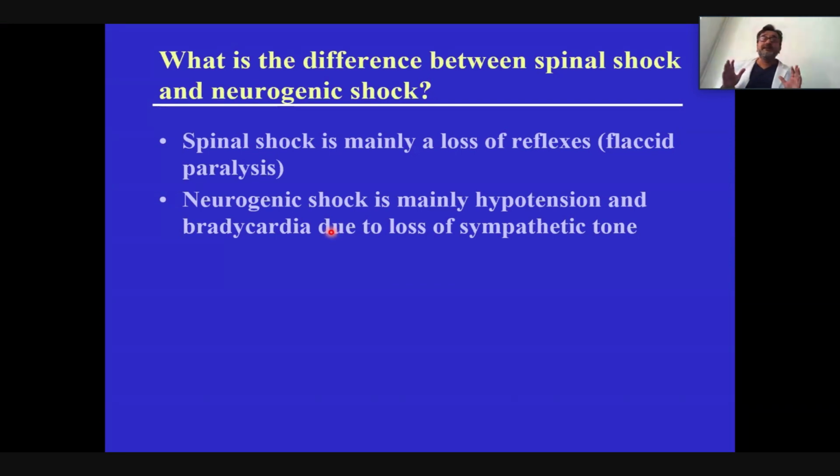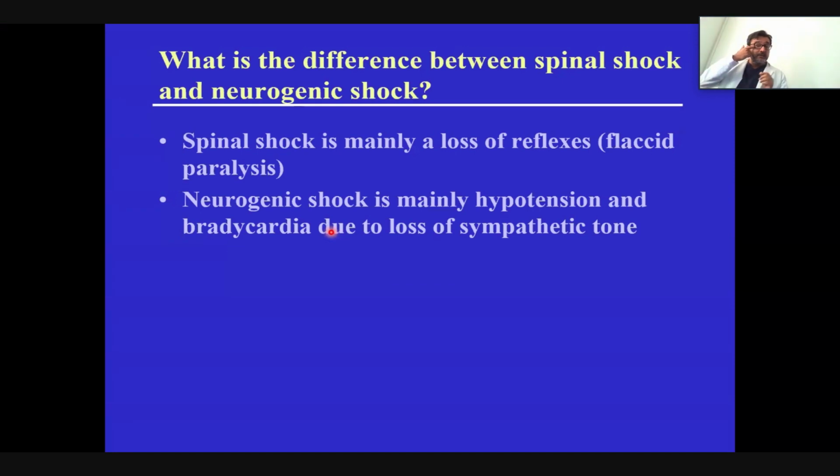So you need to keep in mind that after any spinal cord injury, there could be a period of time when the spinal cord neurons are not firing and they are in spinal shock. The neurogenic shock was due to sympathetic fibers not firing, and as a result there was bradycardia and hypotension. Here, spinal shock is because all the neurons in the spinal cord are not firing. So you have hypotonia, loss of reflexes. And the way you check for spinal shock is usually the anal reflex.